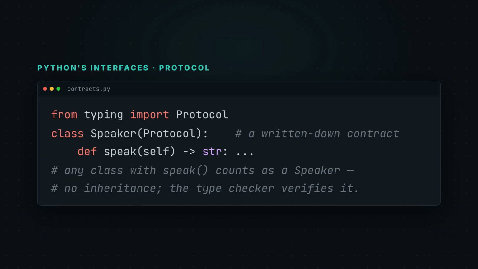Structural and optional. And if you want to force it, from abc import ABC, an abstract base class makes subclasses implement the method, or Python refuses to build them. Protocol is the gentle contract. ABC is the strict one.